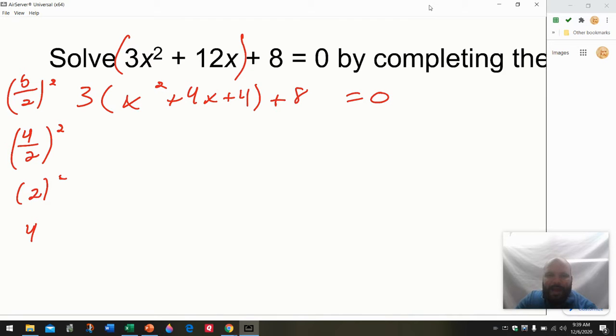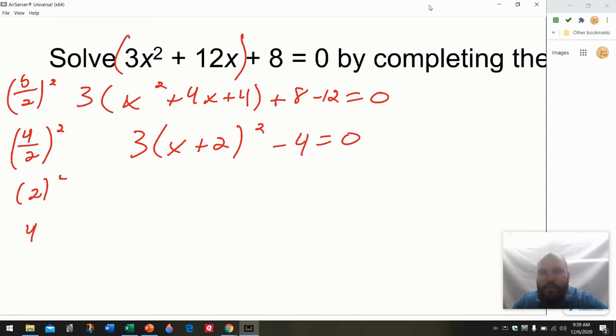Now on the outside, it's the opposite of this lead coefficient times this. So 3 times 4 is 12. So I need to do minus 12 on the outside. Okay. Now from there, it's a matter of just following the completing the square factoring. So the 3's there, the x goes there. The next number we write is the number that we had before it was squared. Okay, so it's x plus 2, the quantity squared. And then 8 minus 12 is negative 4, and that gives me 0.